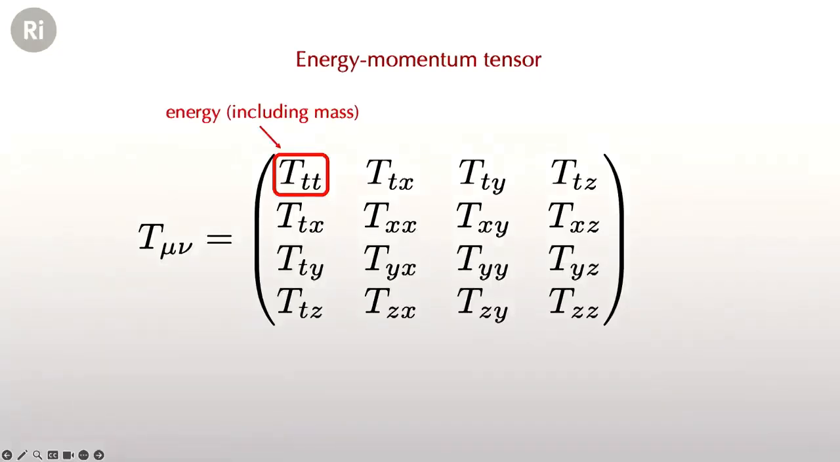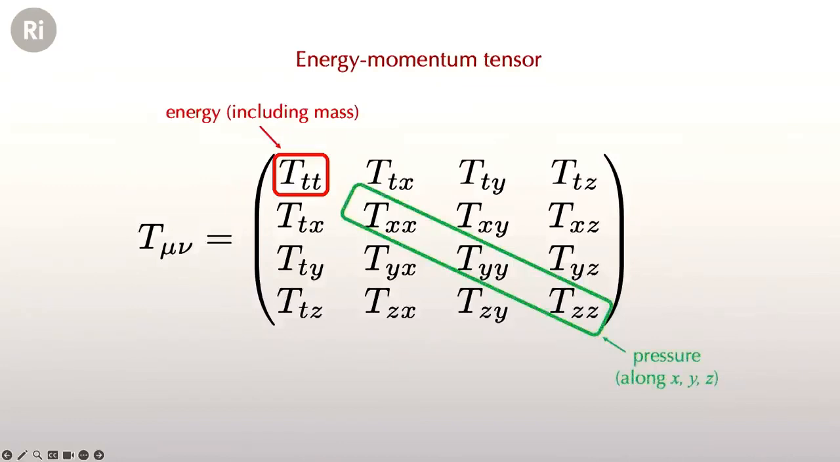These diagonal components, TXX, YY, ZZ, that's the pressure. So we're thinking here not just of a single object like Newton would have thought of, we're thinking of maybe a fluid or a solid. So you take some little region of it and there's pressure in the X direction, the Y direction, the Z direction. Those different directions are the diagonal components of the energy momentum tensor.